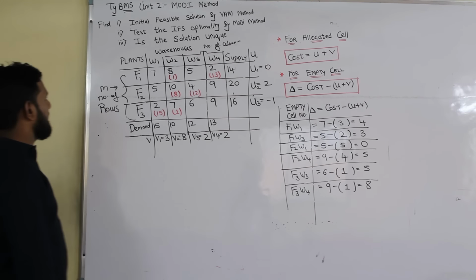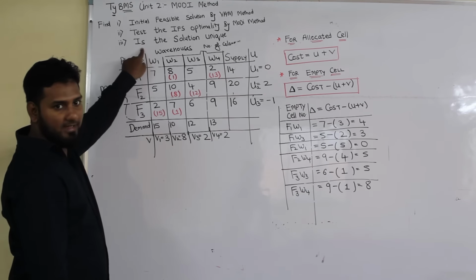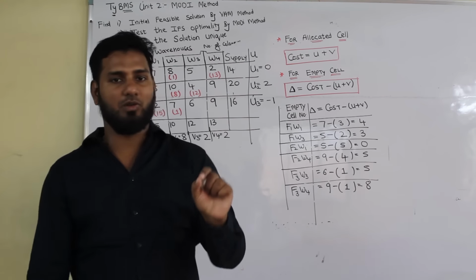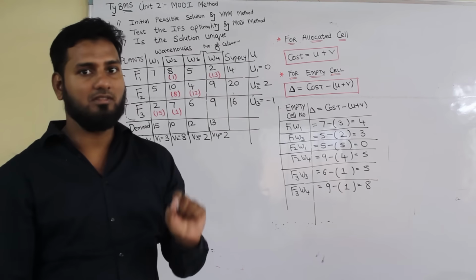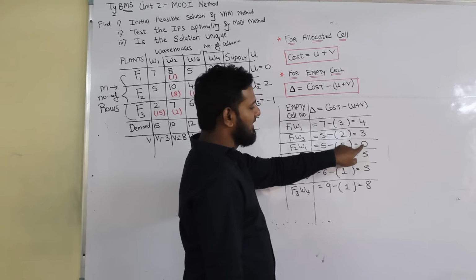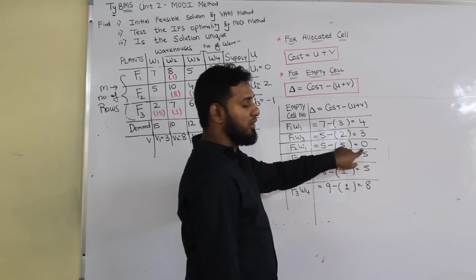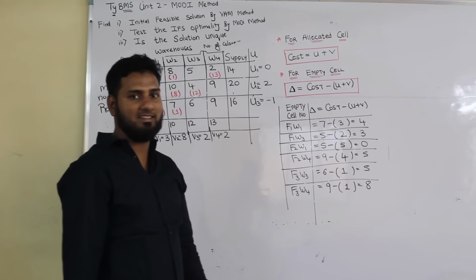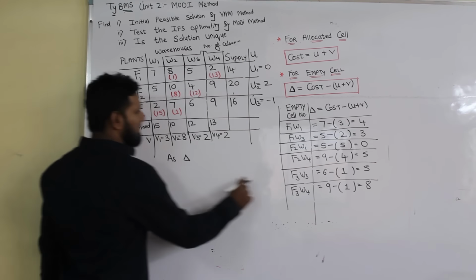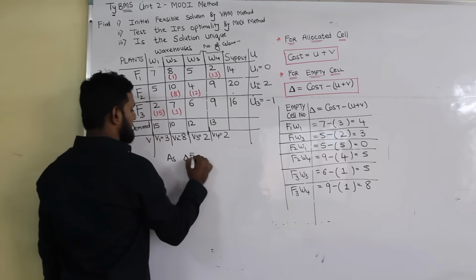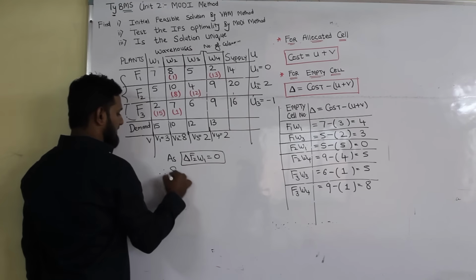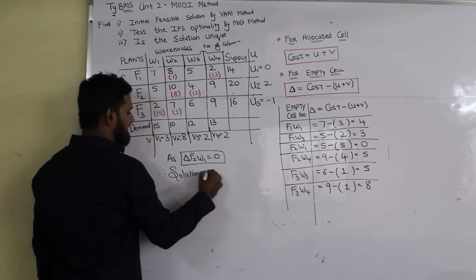Now, as you can focus on this, the third question was, is the solution unique? If any of the value of delta is 0, then the solution is unique. So you can see the values over here. We got 4, 3 and we got 0 over here. So 0 आ गया तो मतलब the solution is unique. So we will write in the final answer as delta, we can say F2W1 equals to 0. Therefore the solution is unique.